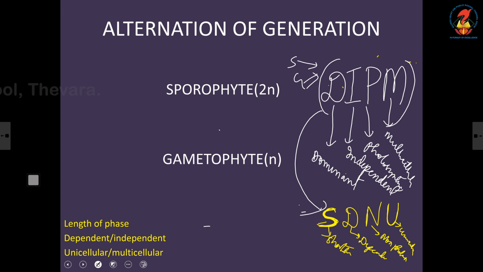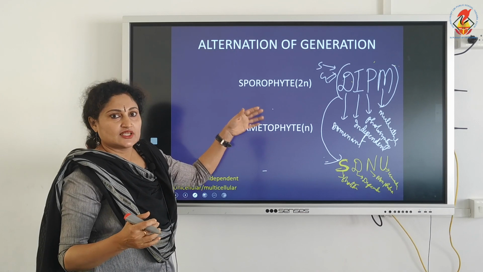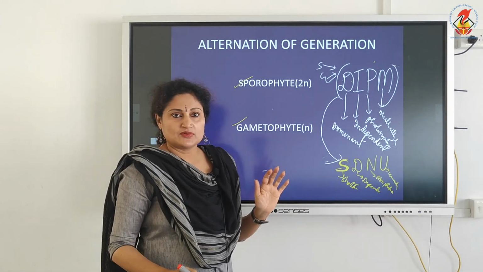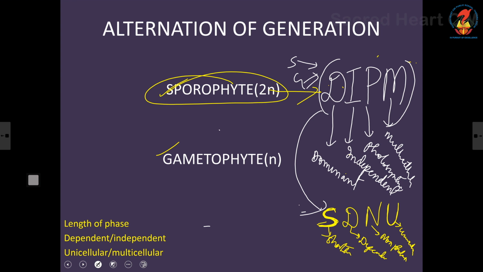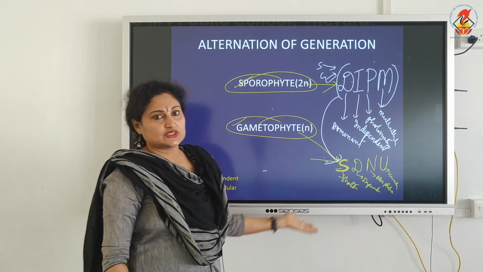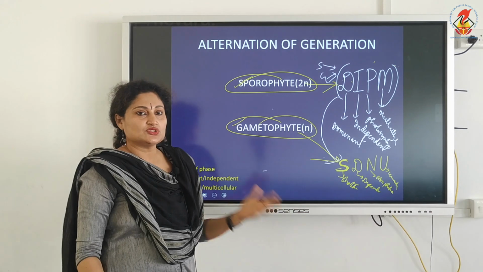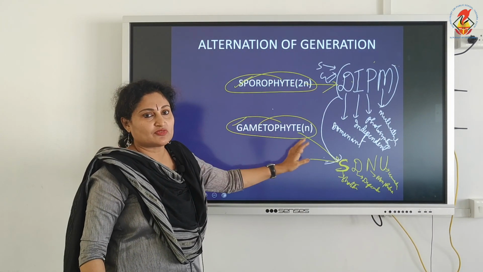Once again I am reiterating the fact that when we move from division to division, one of the phases, it can be sporophyte or gametophyte, any one will be DIPM. So if sporophyte is DIPM, dominant, independent, photosynthetic and multicellular, definitely the gametophyte will be just the opposite. It will be short-lived, dependent on the sporophyte, non-photosynthetic and unicellular. So let's go from slide to slide, and it varies from division to division. It's not a hard and fast rule, this is the format. Sporophyte is DIPM and so the gametophyte, it varies.